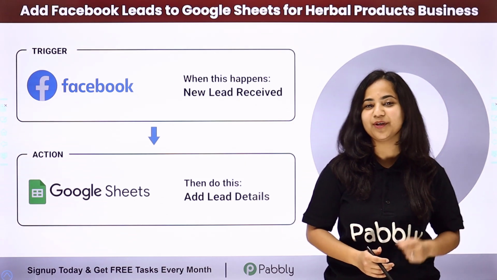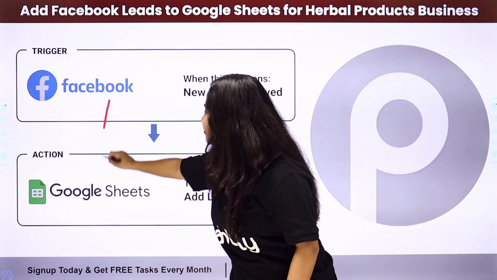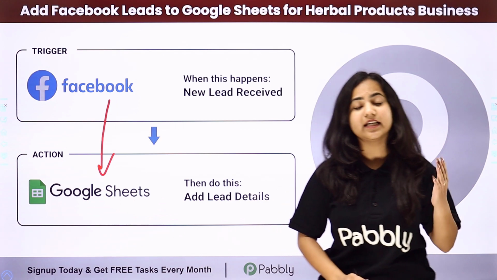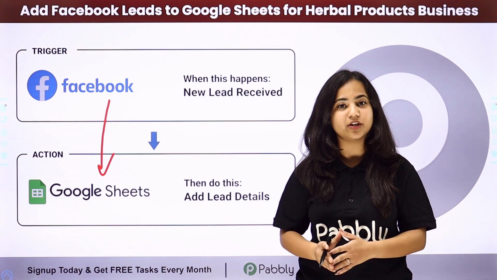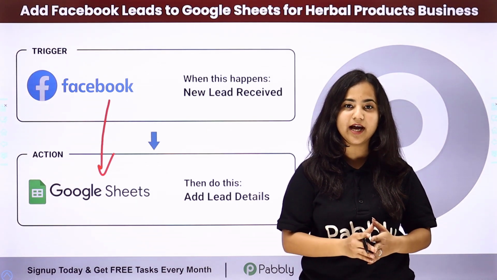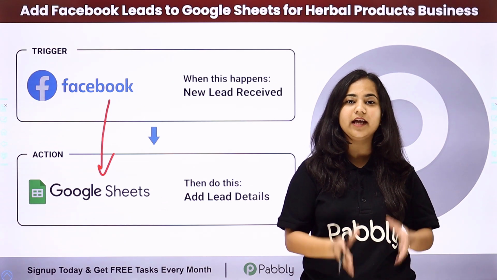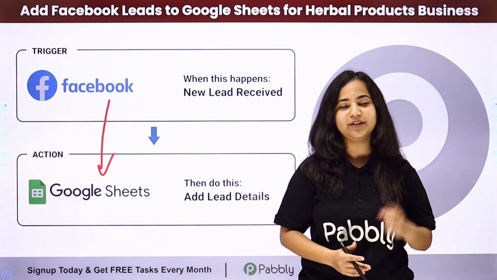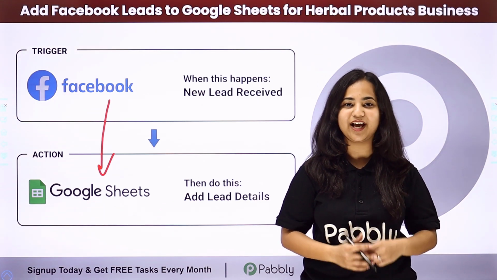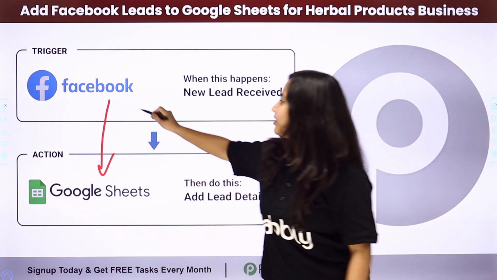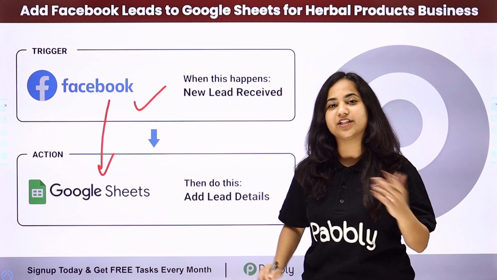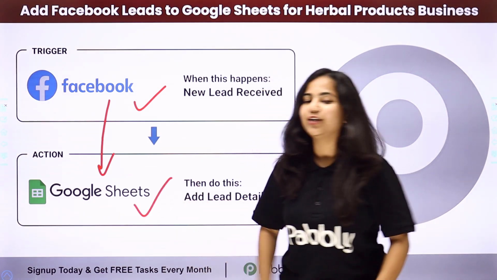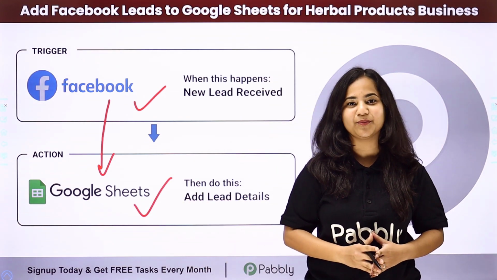For that, I'm simply going to create a connection between Facebook lead ads and Google Sheets in such a way that whenever I generate a new lead through Facebook lead ads, it would be automatically added into my Google Sheets. Pabbly Connect works on two principles. First is trigger and second is action. Here my trigger application is Facebook lead ads and my action application is Google Sheets. To learn how to do this, let me take you to my screen.